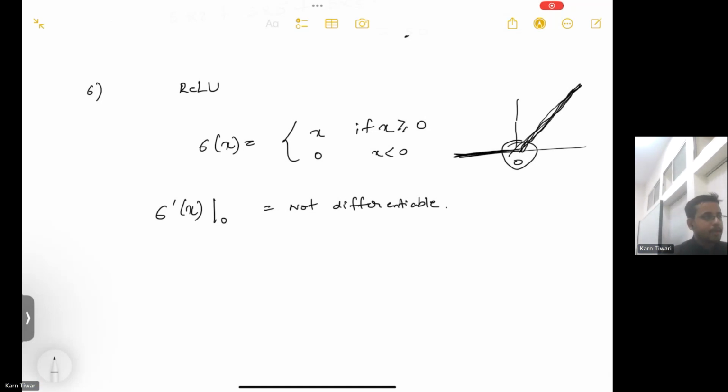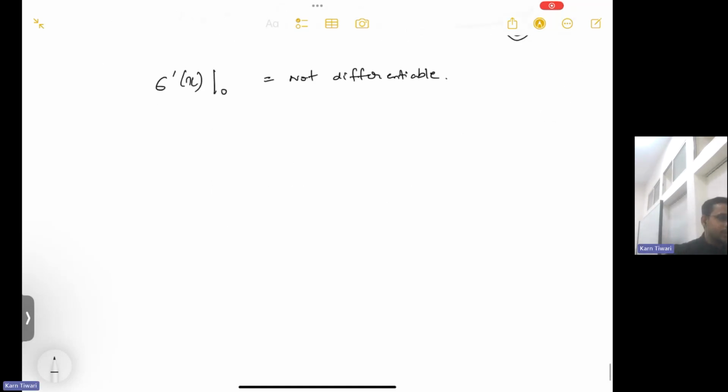Okay. Now coming back to the seventh question. Consider a function f of x, which is of the form x cubed minus 3x squared plus 2. We are talking about gradient descent. Eta is equal to 0.1. Initial x value is 4. For the third iteration, we need to find x3.